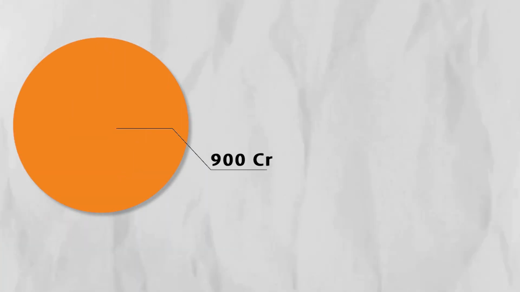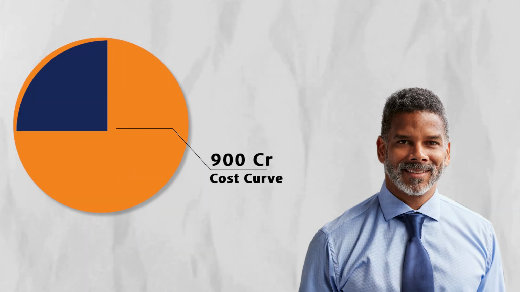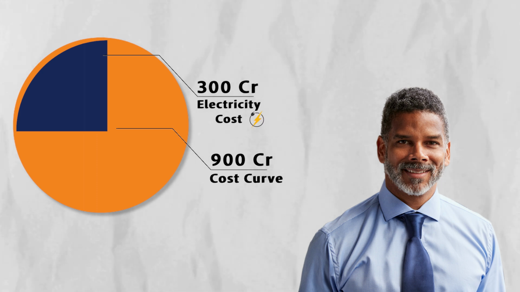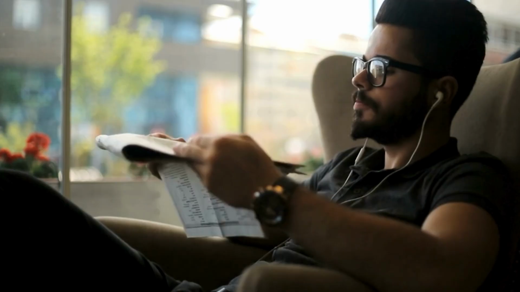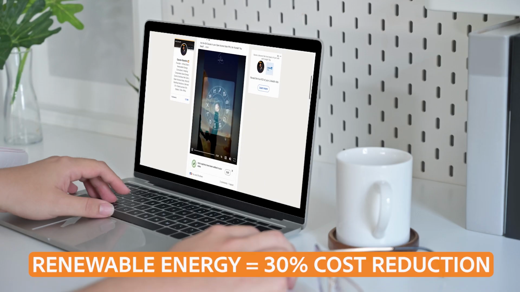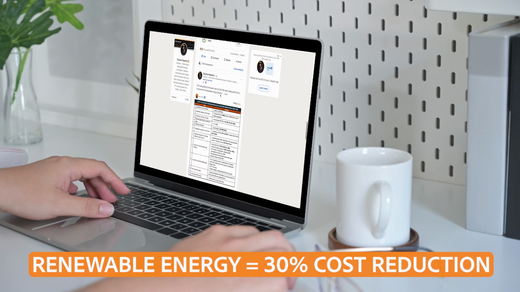Out of the 900 crore cost curve, imagine 300 crore was their cost towards electricity bill. Having identified the elephant in the room, which is the electricity bill, he was looking for the solution. How can I reduce this bill? He read it in the newspaper. He found out on LinkedIn that renewable energy solutions provide at least 30% cost reduction. He was happy that it will meet the board requirements.